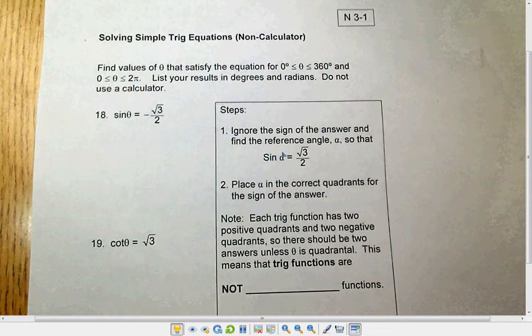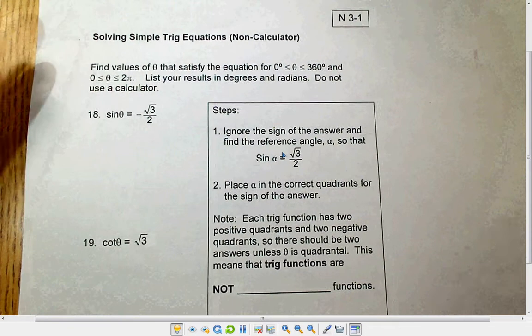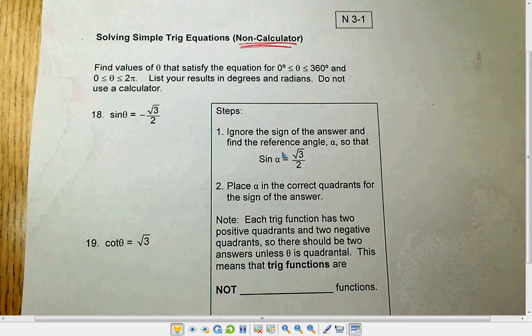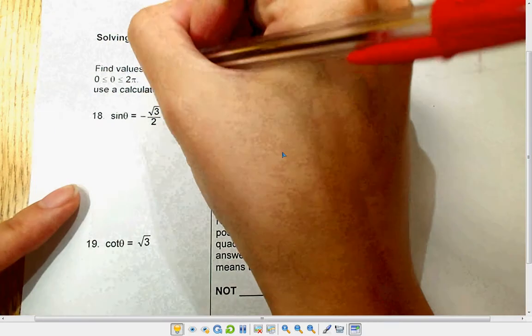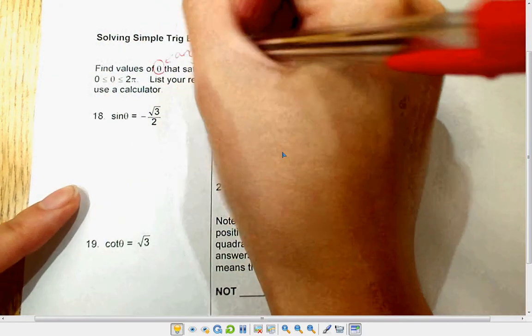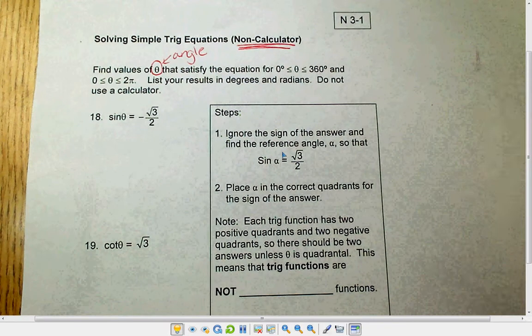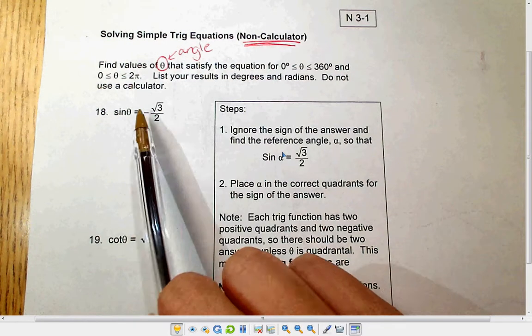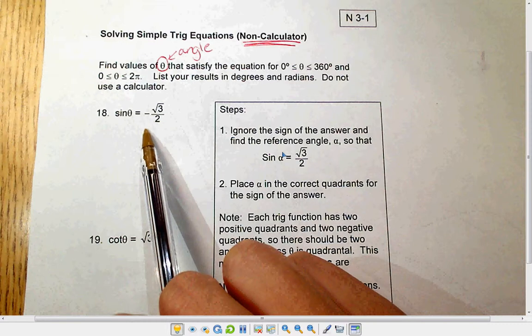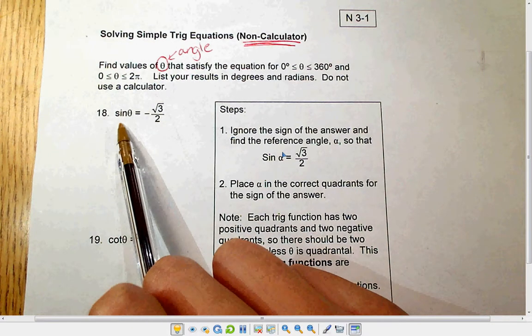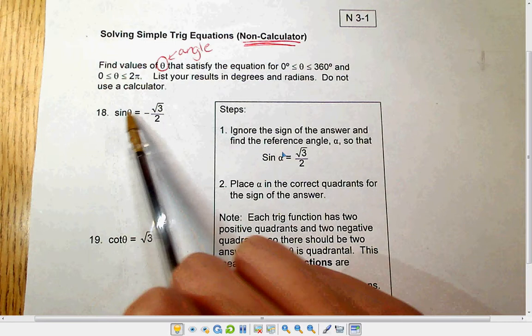Part 2 of today is solving simple trig equations. So this part is without your calculator. What we're looking for in these problems is we are solving for theta. So we're actually looking for the angle. For all the special angle quizzes that we were doing for our do nows and exit tickets, we were looking for our trig ratio. But this time we're given the trig ratio, we're working backwards to find what angle gave us this trig ratio.